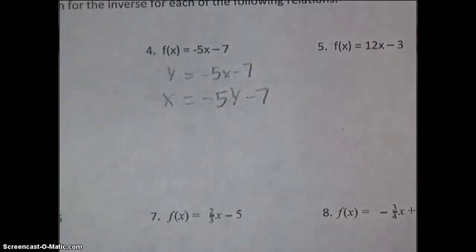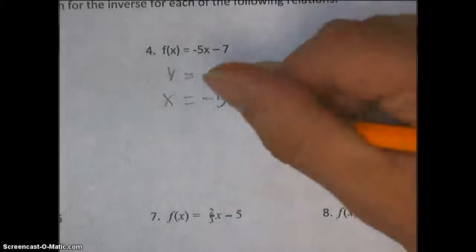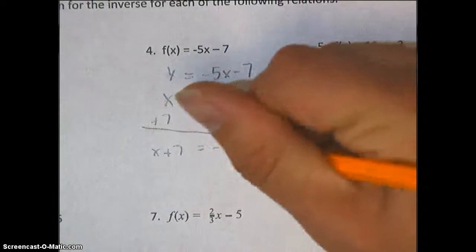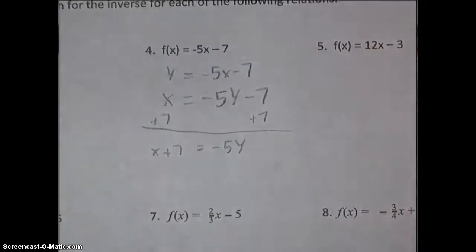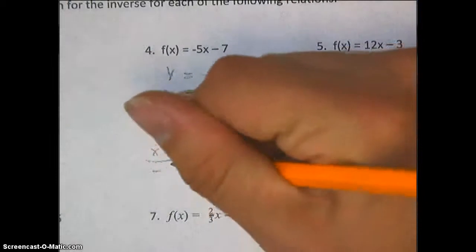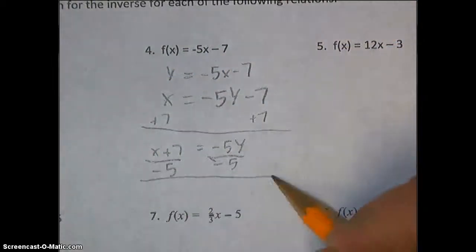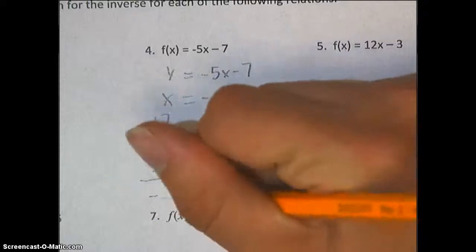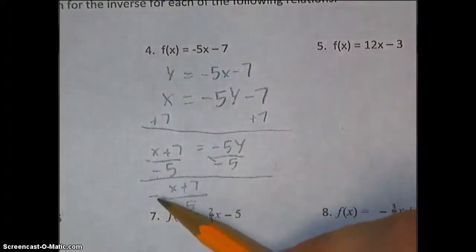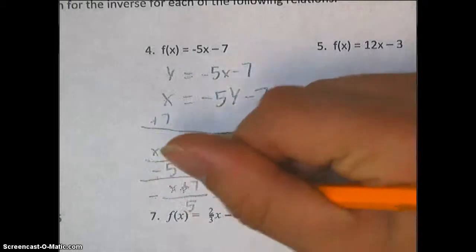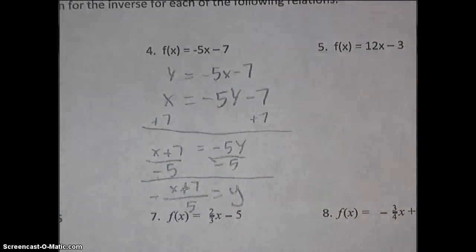Now all we have to do is solve for y. So I'm going to add 7 to both sides. It's going to give me x plus 7 equals negative 5y. Still trying to get the y by itself? Divide by negative 5. So I'm going to have negative (x plus 7) divided by 5. I just took the negative from the negative 5 and moved it out front. I'm allowed to do that. That's okay. Equals y. But you're not done yet.